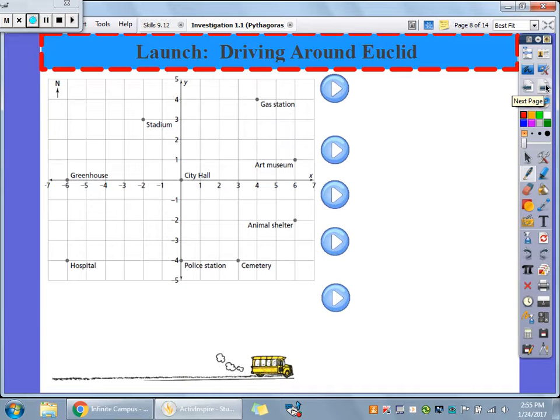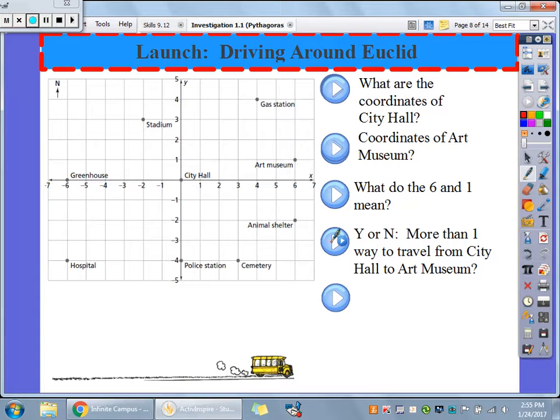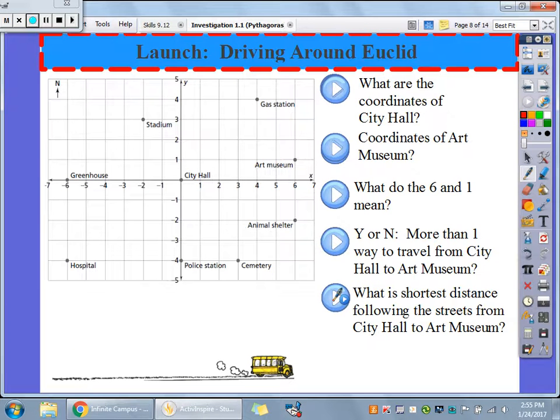All right, so driving around Euclid. So think about these questions here. Okay, just go ahead and pause it for a couple of minutes and see if you can answer these questions.